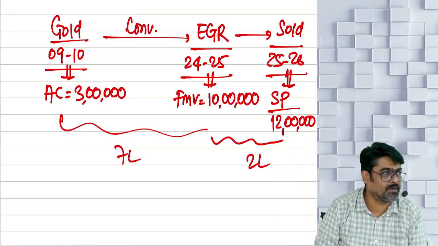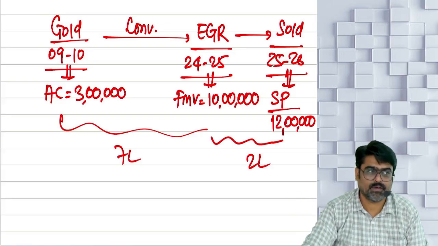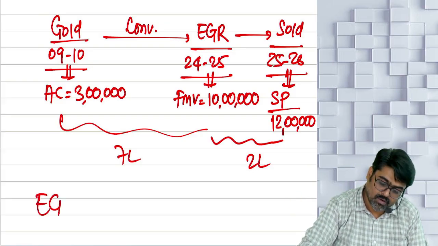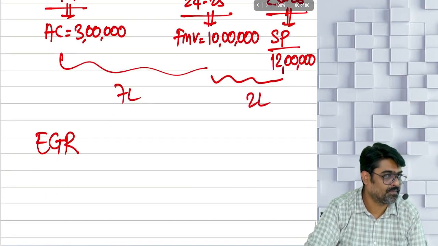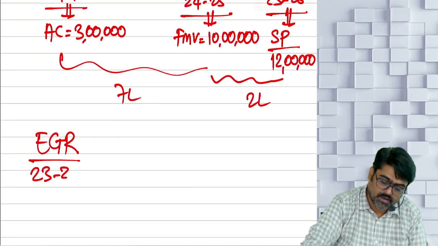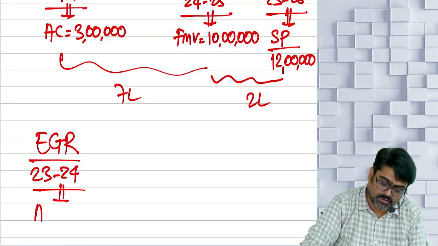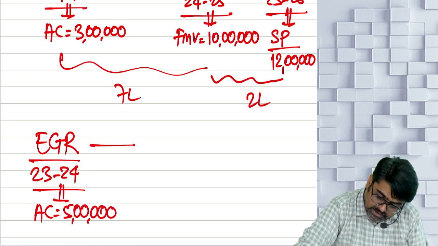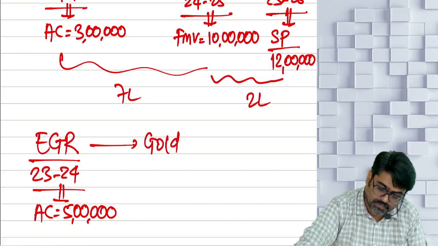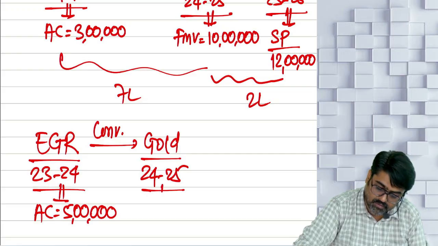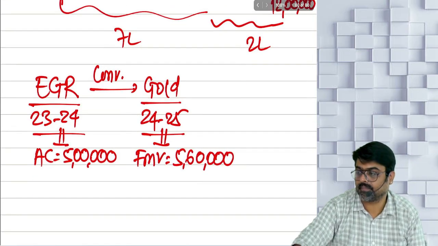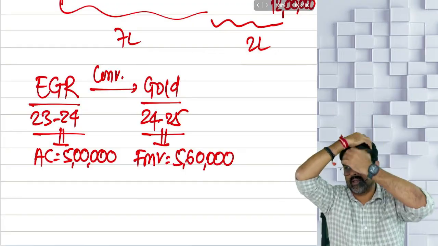Reverse can also happen, you know. Reverse case. What reverse case? You did not buy gold, you bought EGR. EGR you bought in previous year 23-24 at a cost of rupees. Cost was 5 lakhs. How much cost? And this EGR you got converted into gold. You got it converted into what? Gold in the year 24-25 when the value was, example, 5,60,000. How much gain is happening? Tell me. But this gain 60,000 is realized.